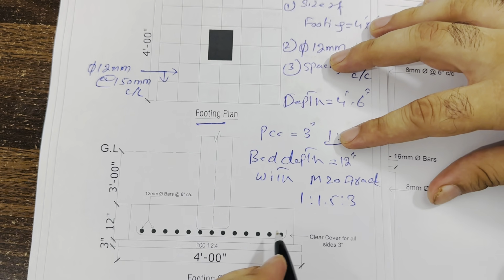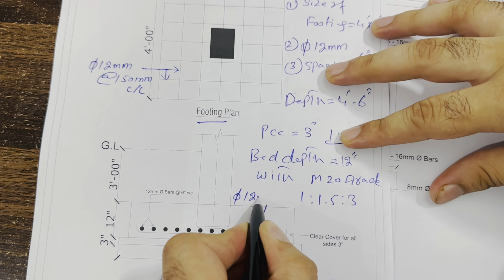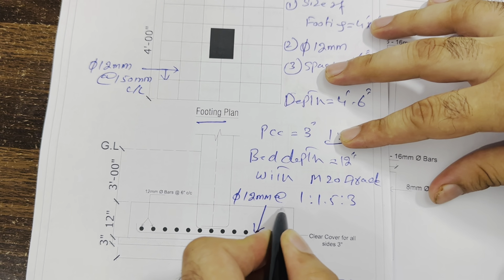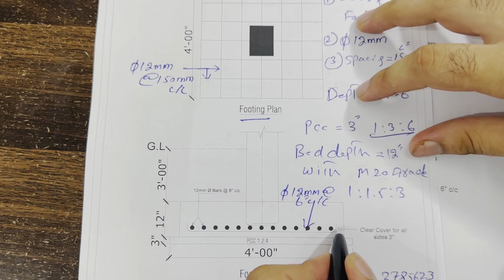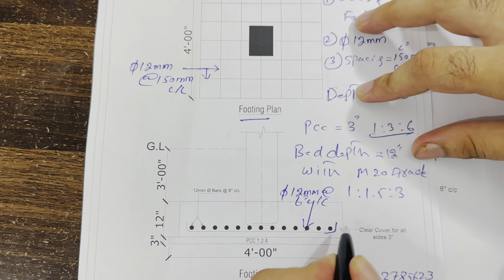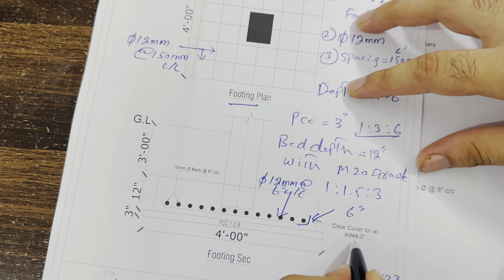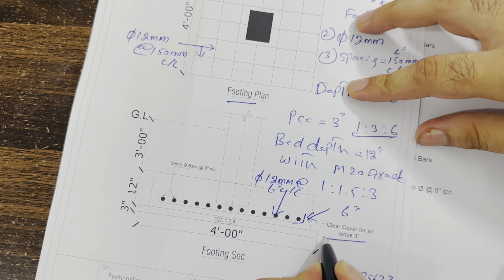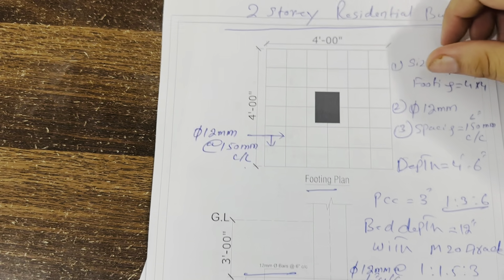You can see here the steel reinforcement, where the steel reinforcement is 12 millimeter with the spacing of 6 inches center to center. And these are the hooks. The hook length is 6 inches. Concrete cover for all sides is 3 inches. You can see clearly, and these are the details which I have already discussed from the top view.